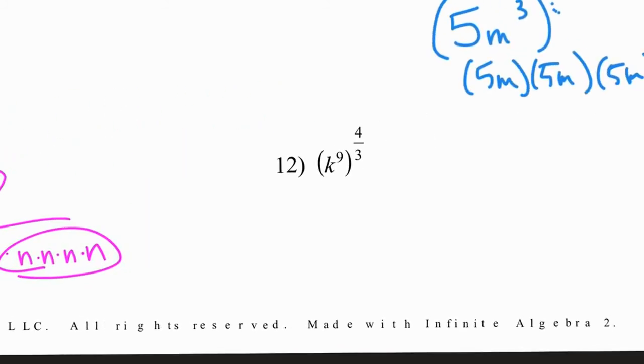All right, and then this last one. Again, if you have a power raised to another power, you can just multiply those. So 9 times 4/3 is 12. And that is as simplified as that gets.